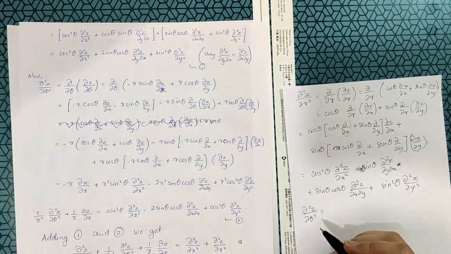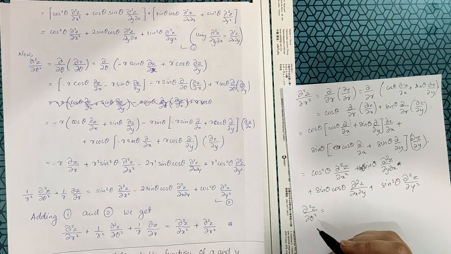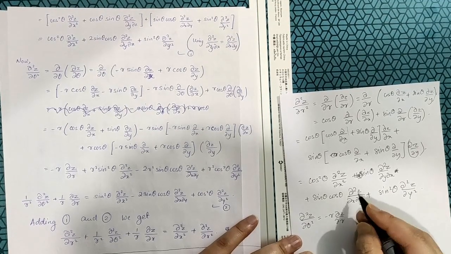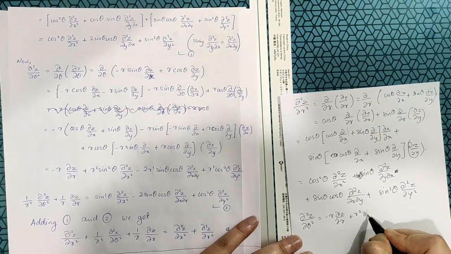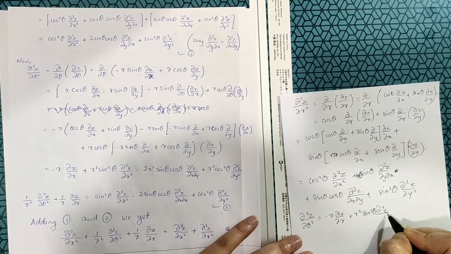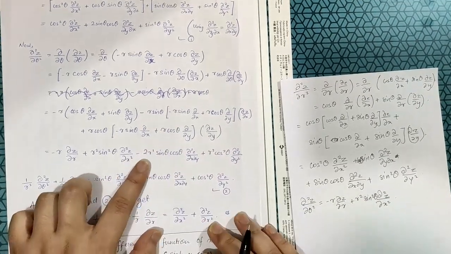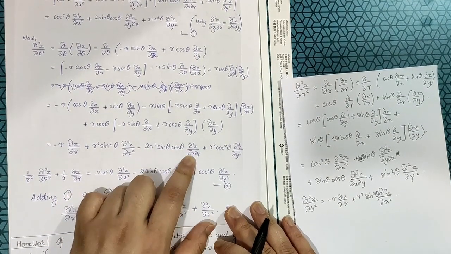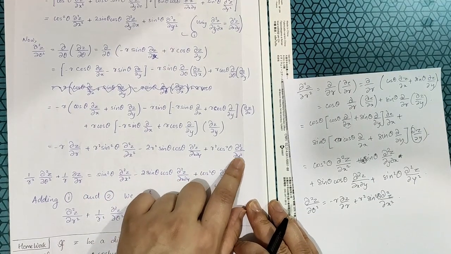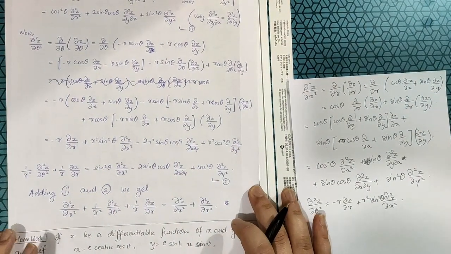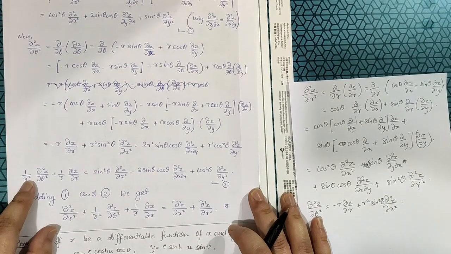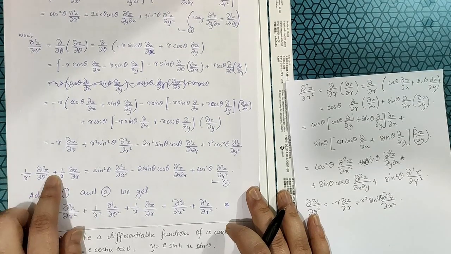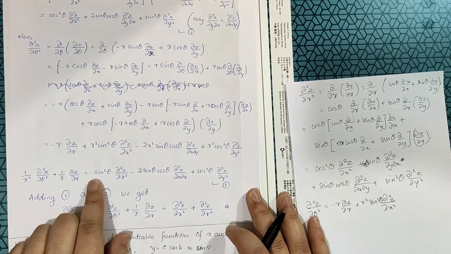In the similar manner, we'll get minus r ∂z/∂r plus r² sin² θ ∂²z/∂x² minus 2r² sin θ cos θ ∂²z/∂x∂y plus r² cos² θ ∂²z/∂y², and hence we can write 1/r² ∂²z/∂θ² plus 1/r ∂z/∂θ as sin.